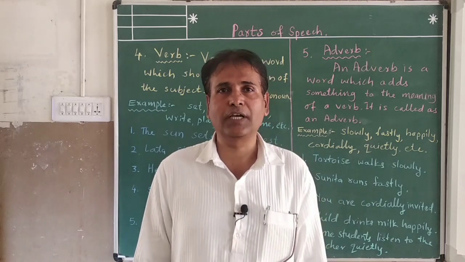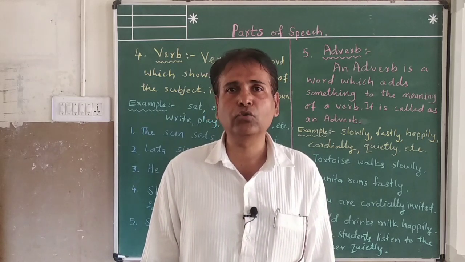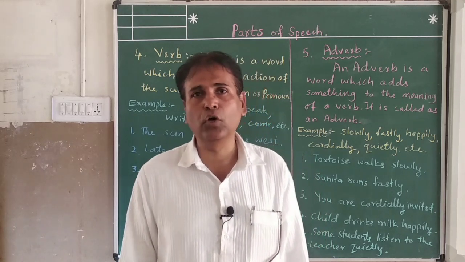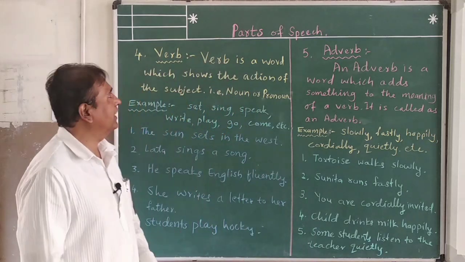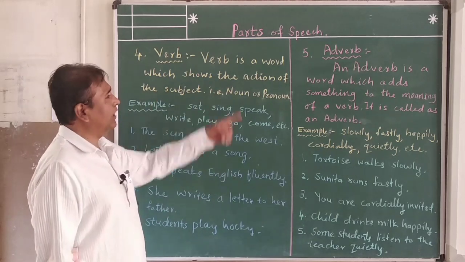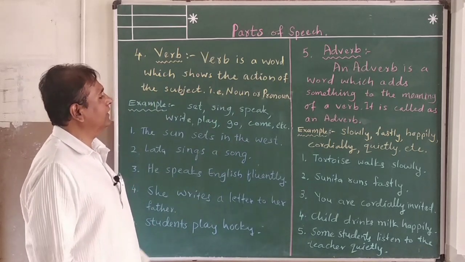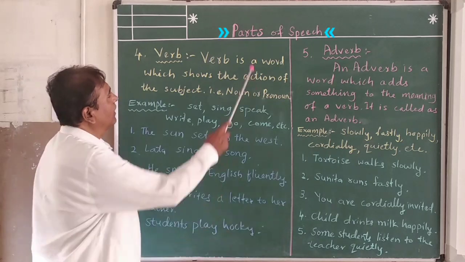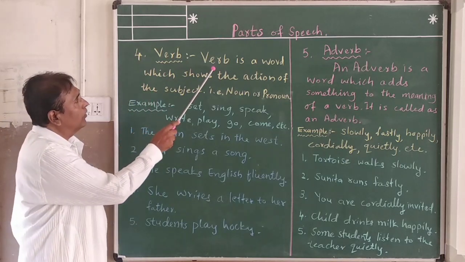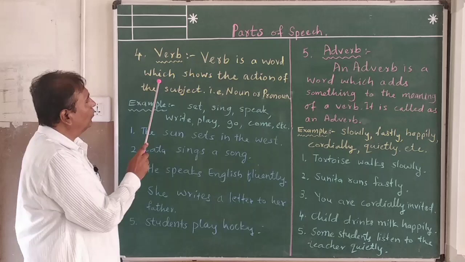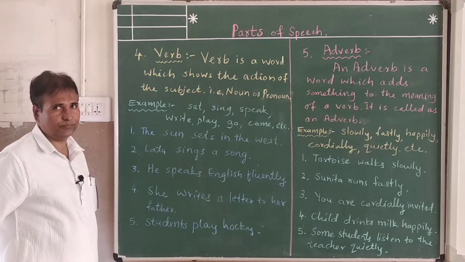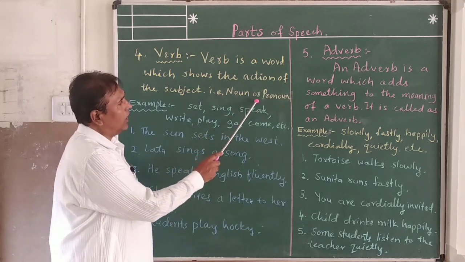Still some of the parts of speech are there. Now I am starting the fourth one. As we have completed the three parts of speech, I am starting the fourth part of speech. You can see on the board, 4 and 5 parts of speech are there, and here we will start. Okay, now parts of speech. Number 4, verb. A verb is a word which shows the action of the subject, that is noun or pronoun.